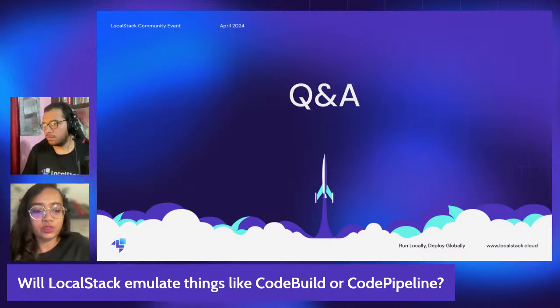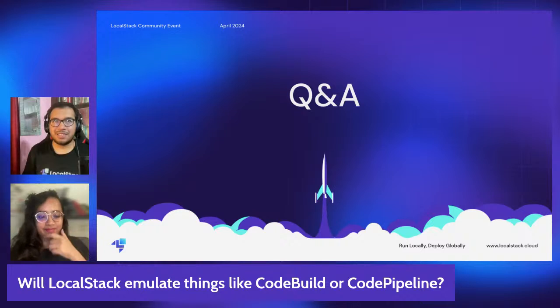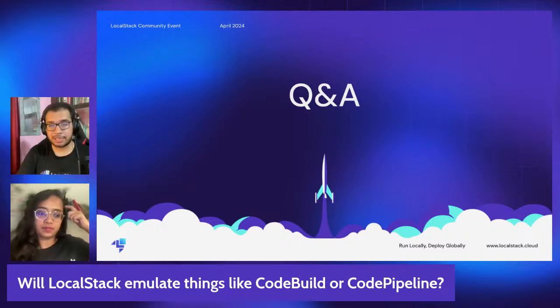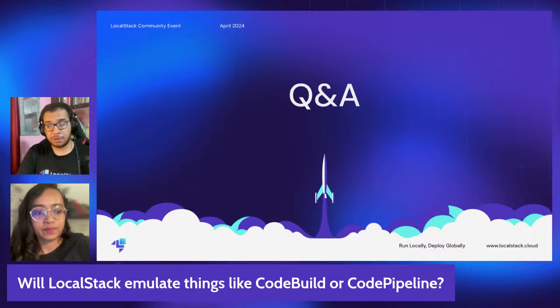The first question is, will LocalStack emulate things like CodeBuild or CodePipeline? That's a pretty interesting question, I would say. I think we have open GitHub issues for both of them right now. So the best thing you can do is go to the GitHub issues, find the CodeBuild and CodePipeline references, and put up an upvote or a comment that describes your use case and what exactly you're expecting out of an emulation for this. This has been on our radar for quite a long time, and we definitely want to build this out in the future, but it's not on our roadmap currently as far as I know.